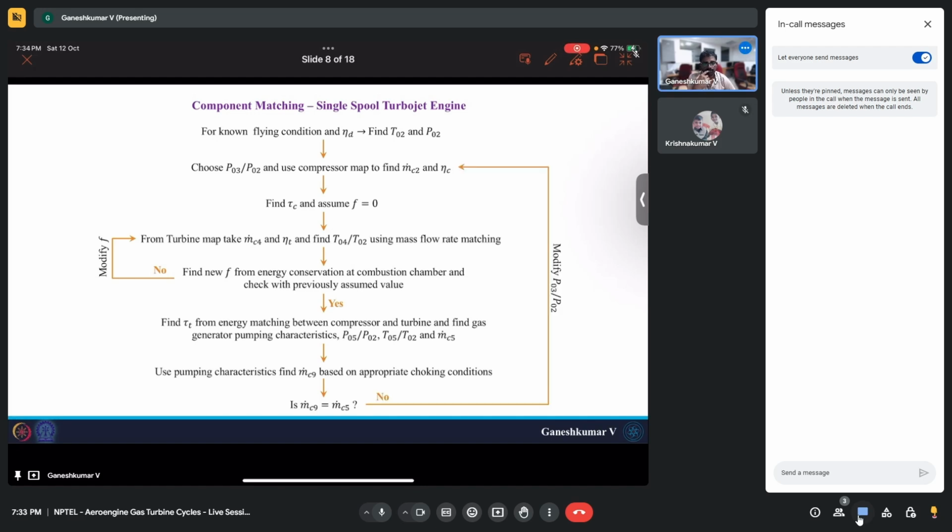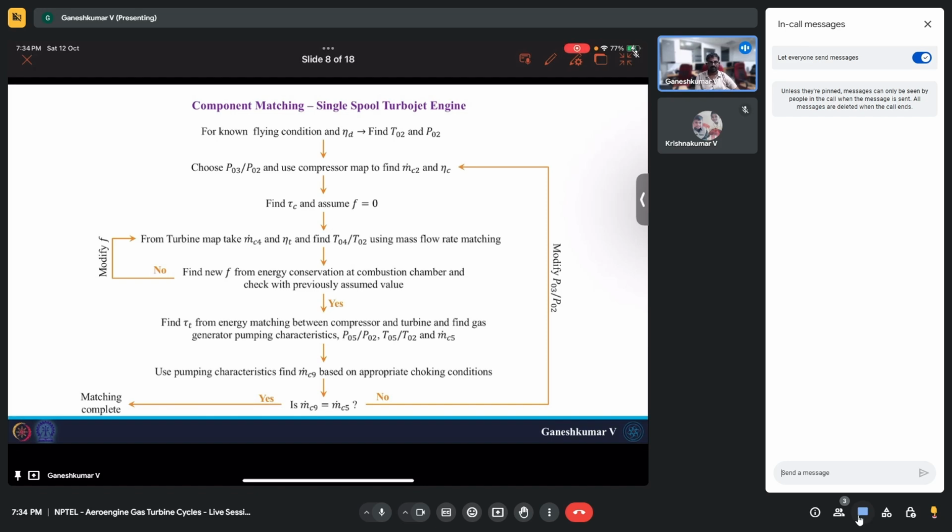If not, what you have to do is modify the pressure ratio. Okay, again, whatever pressure ratio we chose at the start for the compressor, we have to modify that pressure ratio until we match this mass flow rate m dot c9 and m dot c5 correctly. Okay, until then we cannot go forward with the calculation. So let's say you have matched, then your matching is complete and you can go forward and find the thrust and whatever they have asked for.